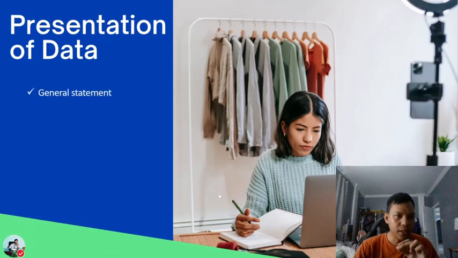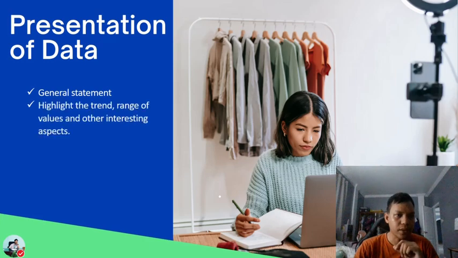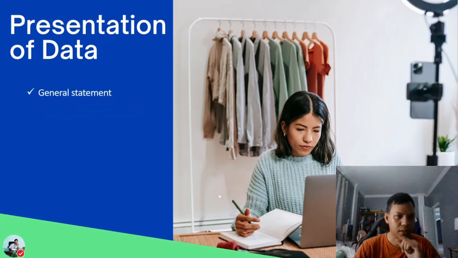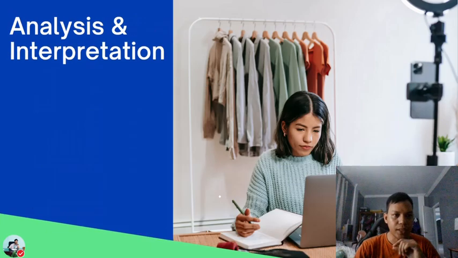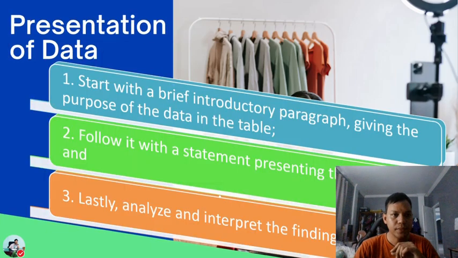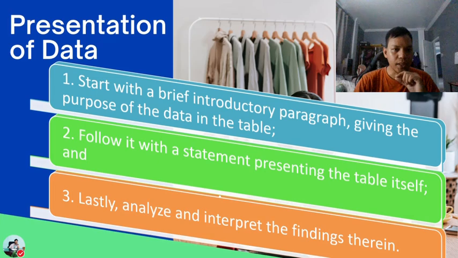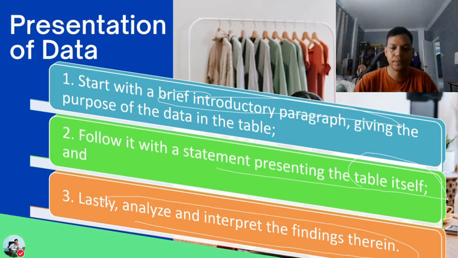So again, in the presentation of data, there is a general statement and then highlight the trend, range of the values and other interesting aspects. And then for the parts of chapter 2, we have a brief introductory paragraph. We also have a statement presenting the table itself, and lastly the analysis and interpretation of the findings.